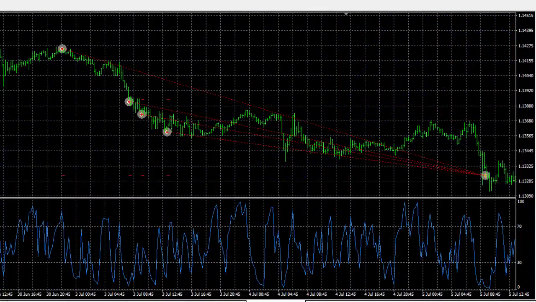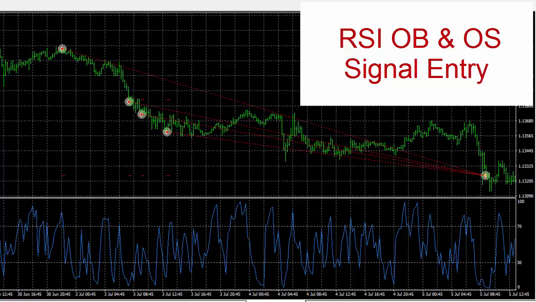Okay, the next signal we're going to be looking at is the RSI overbought and oversold signal. What that signal says is that when the RSI reaches certain levels of being overbought or oversold, the EA will create an entry at that particular level. This also goes hand in hand with the time of day setting, so it's only when certain levels are reached at certain times of the day.